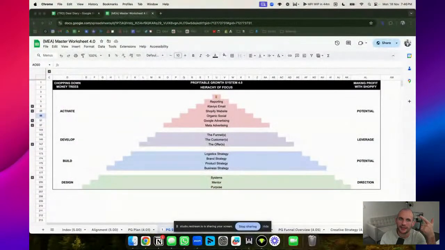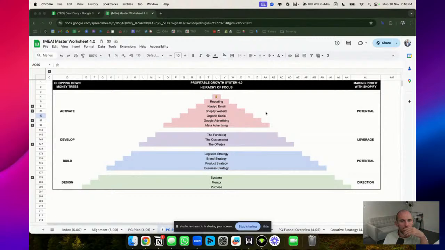And when I say resource allocation, I mean with the limited things that I can spend cash or time on, what am I actually doing, right? So the four big buckets are direction. And let me share my screen here with you so we can get straight into it. The four big buckets are direction, potential, leverage, and activation, right?